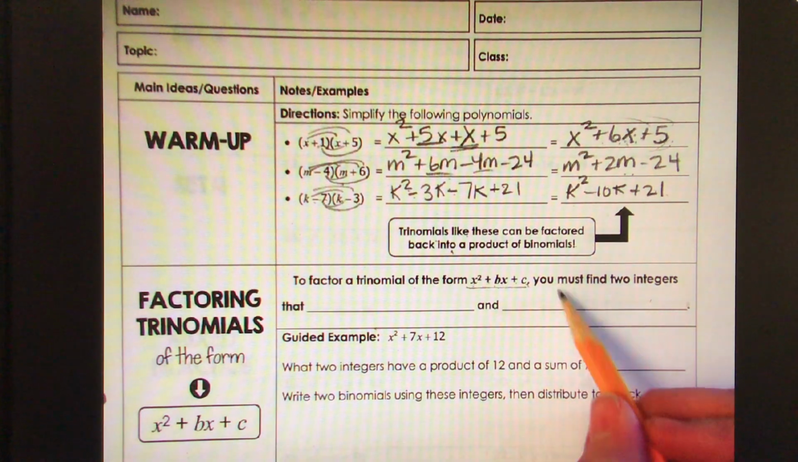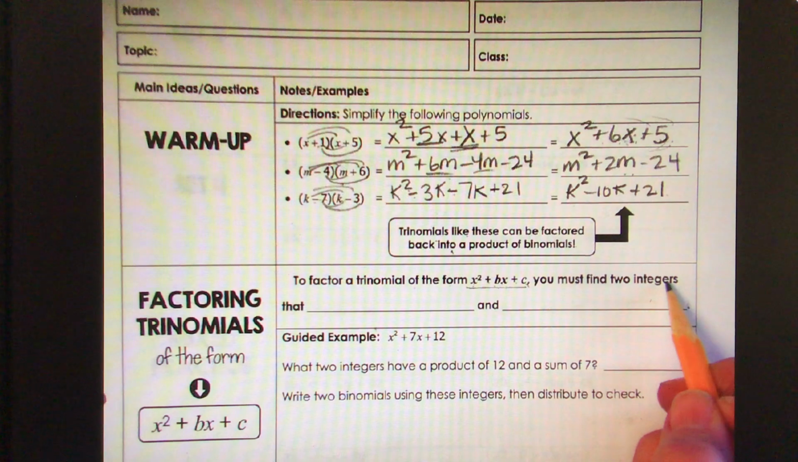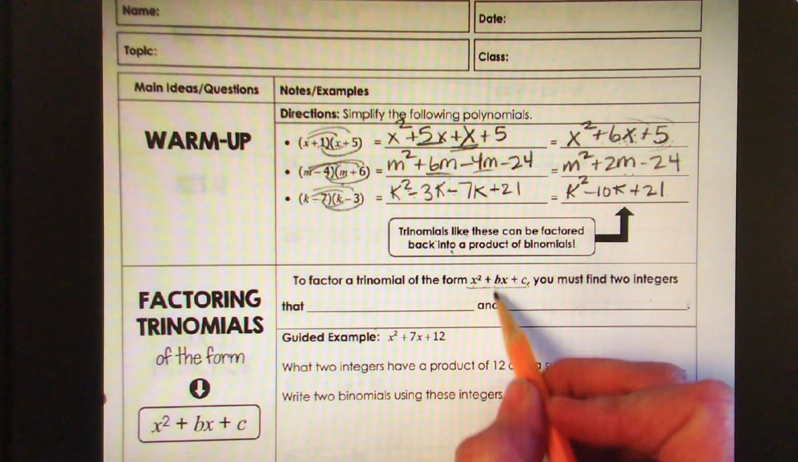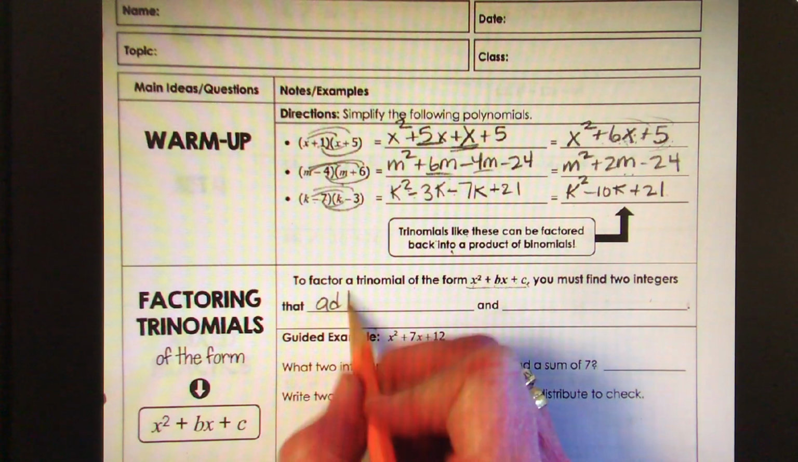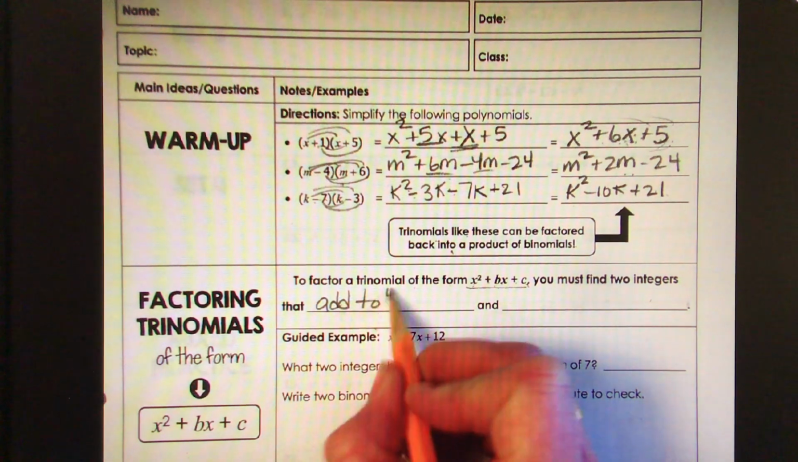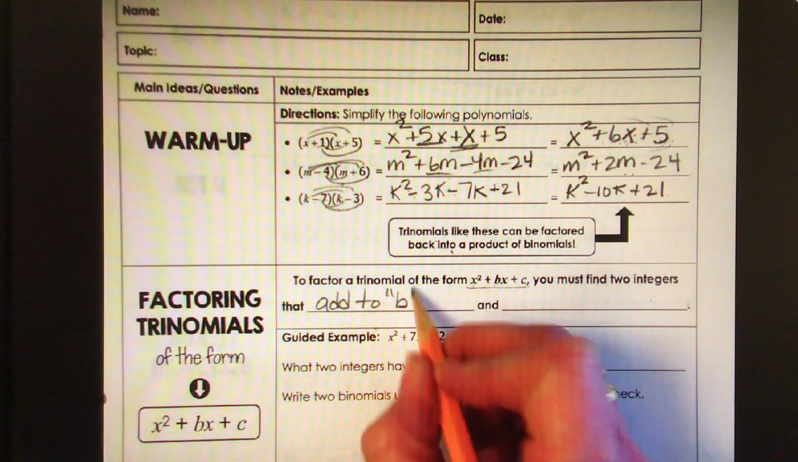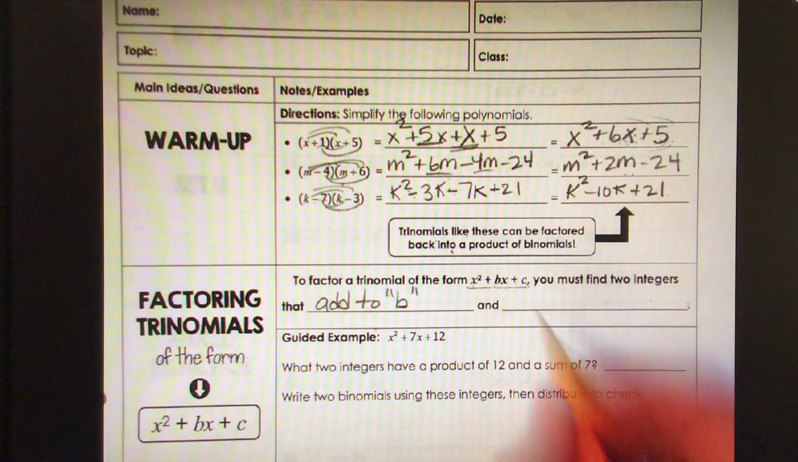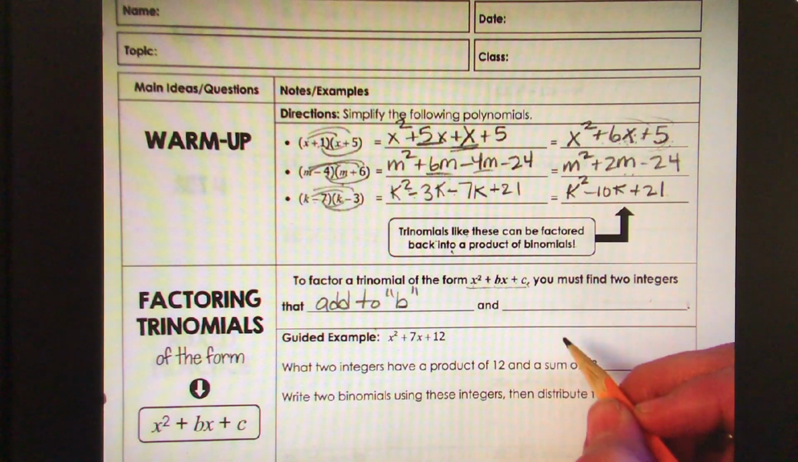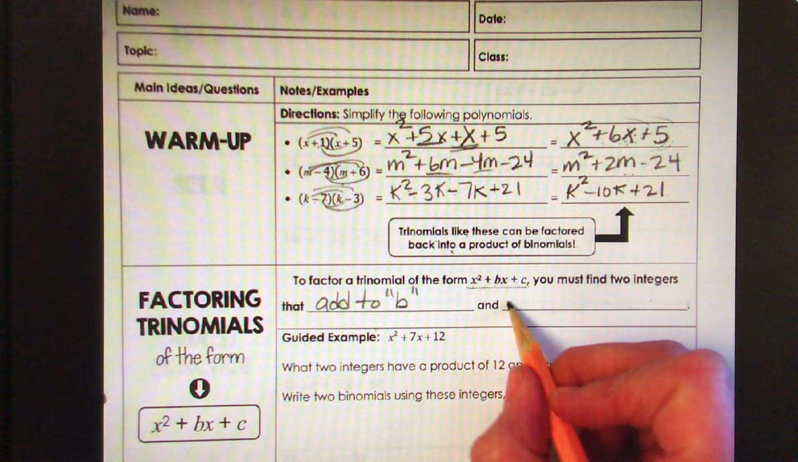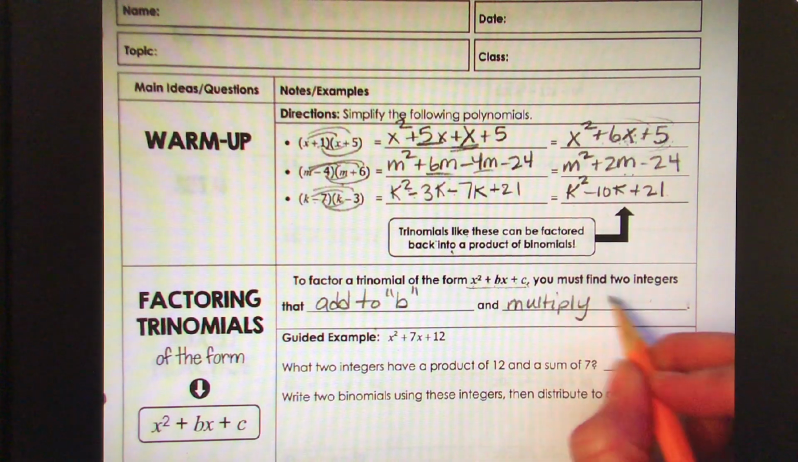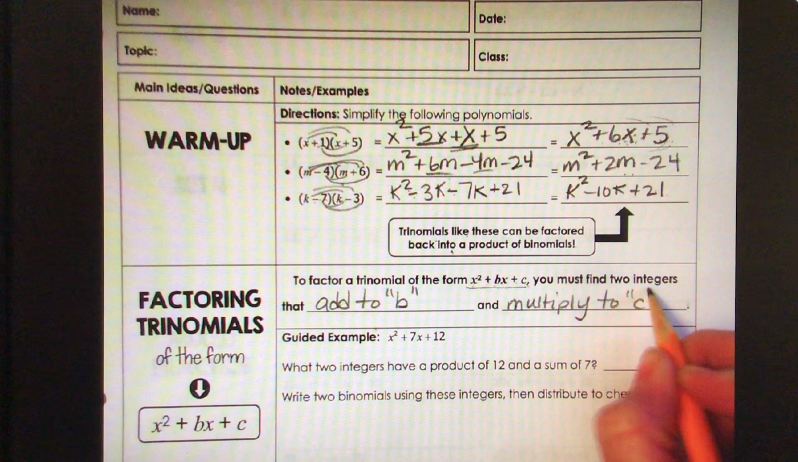So here's the deal. You have to find two integers, an integer being a fancy word for a number, that add together to become b. That's one constraint. But you also have to find two integers that when you multiply them together, you would get c.